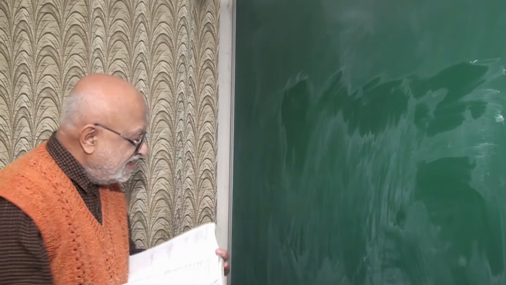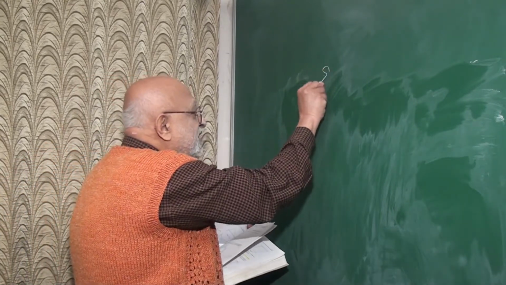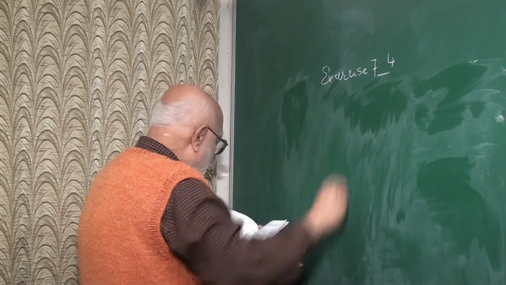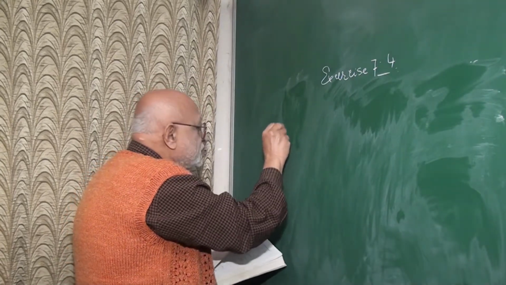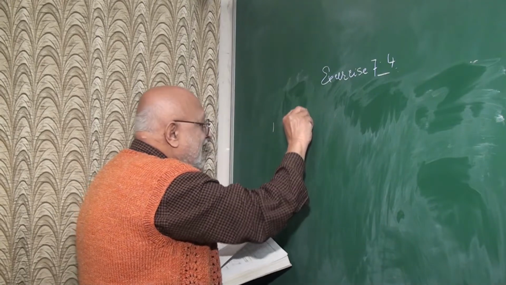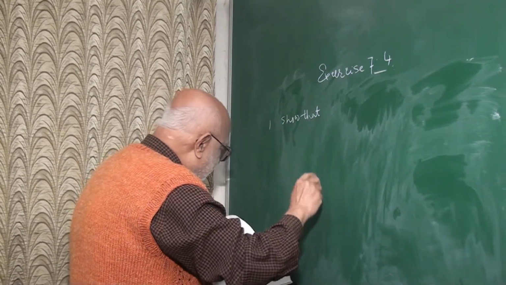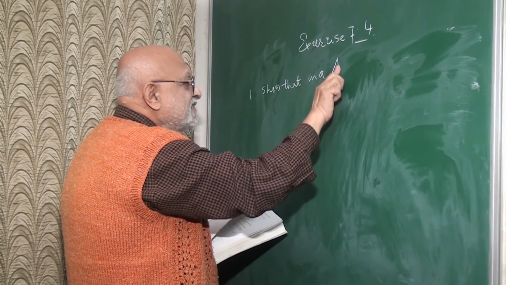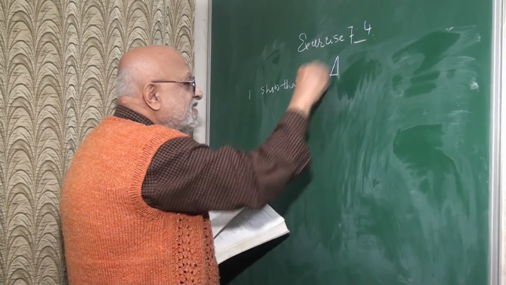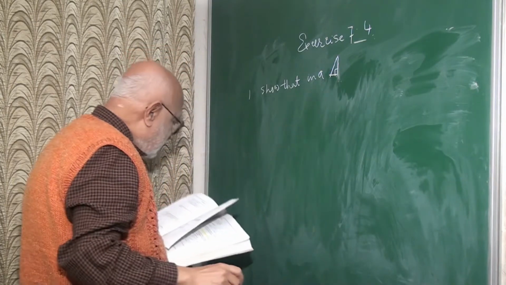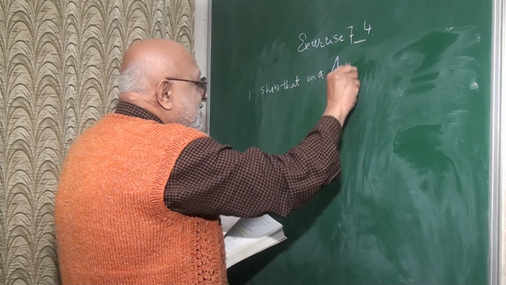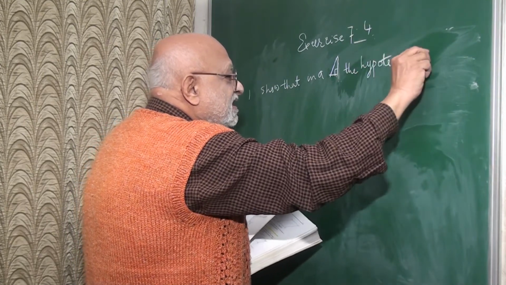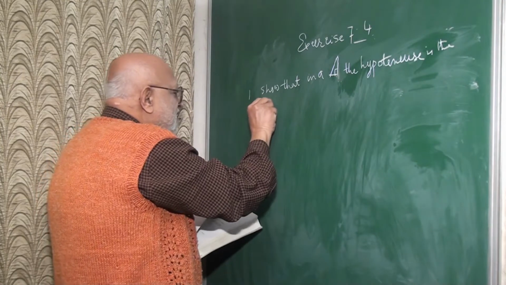We start now with exercise 7.4, and the first question is: show that in a right angle triangle, the hypotenuse is the longest side.